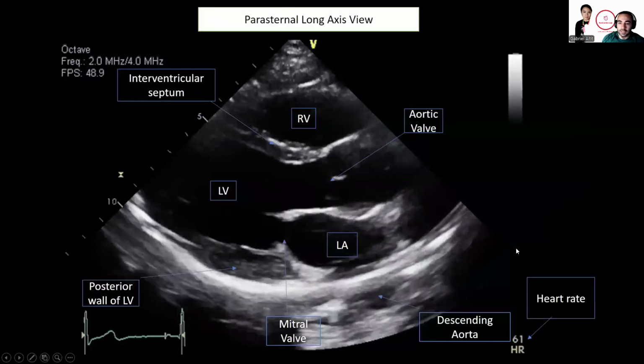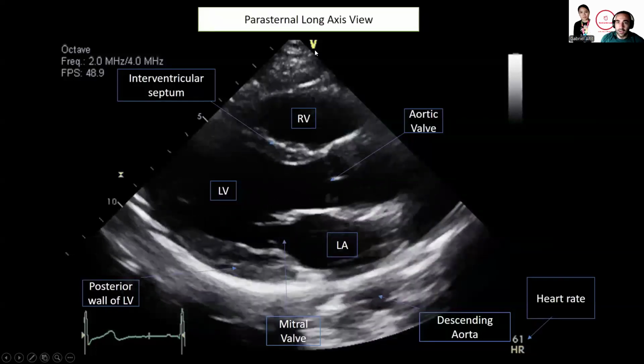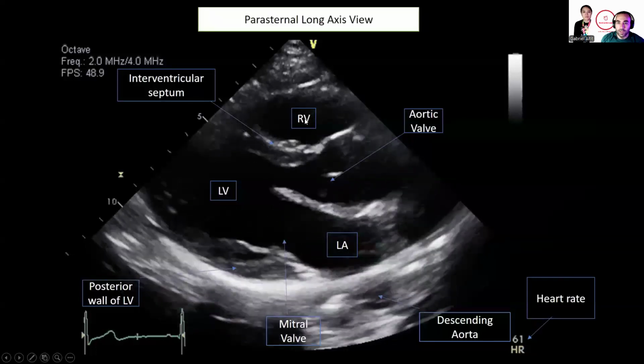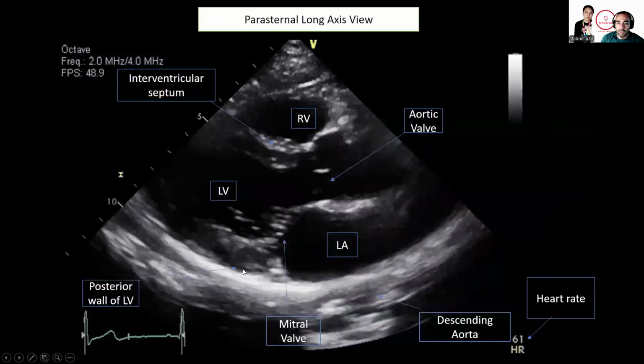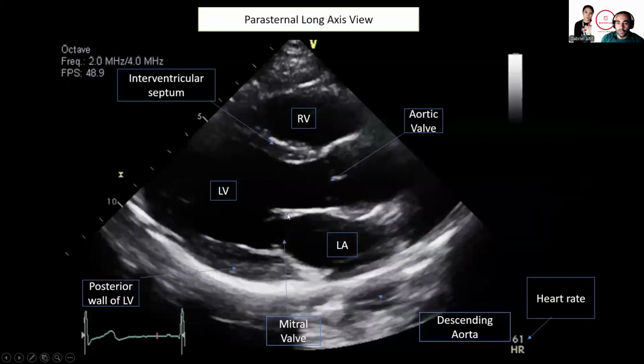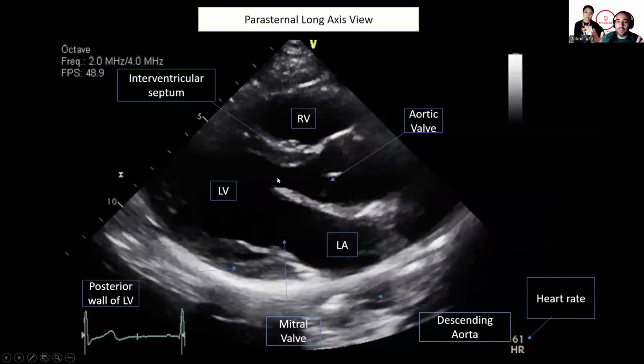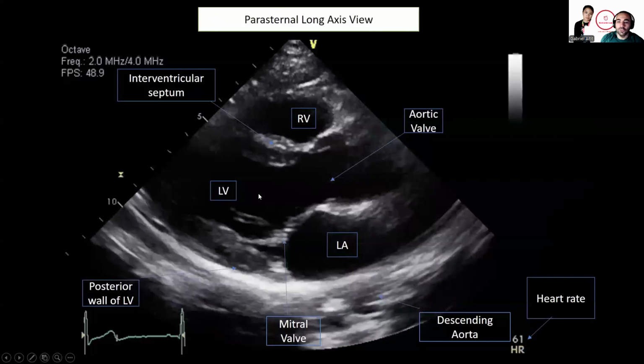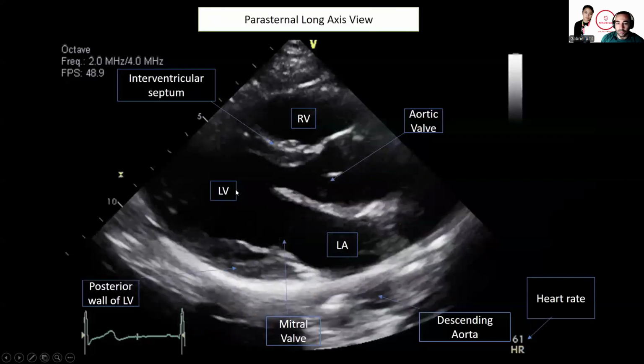So this is an example on the actual echo. So again, the marker is here. You get the right ventricle, the interventricular septum, the left ventricle, the posterior wall of the left ventricle. And then you get the two leaflets of your mitral valve that you can see flicker as the left atrium is emptying into the left ventricle.